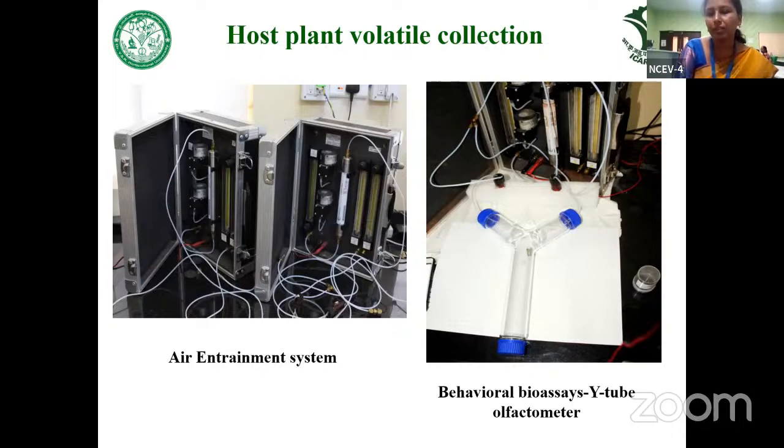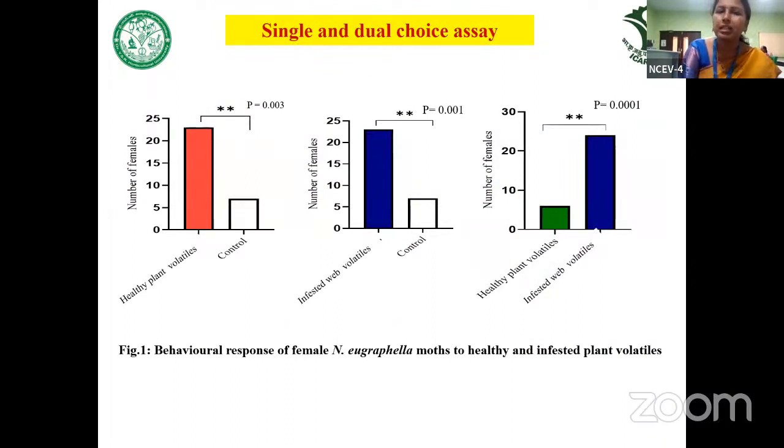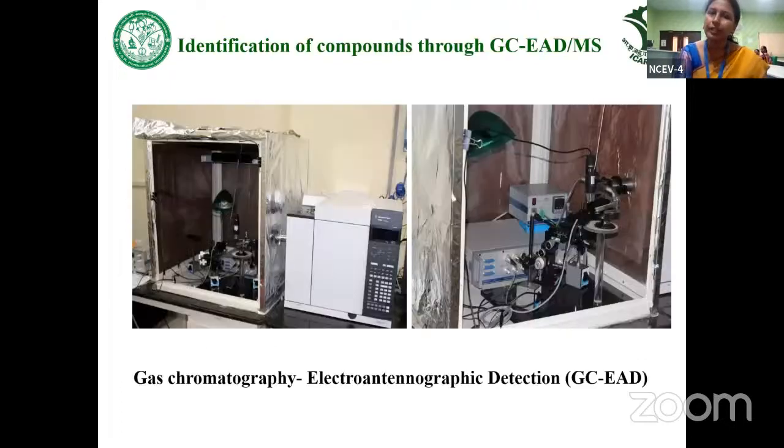Further, we went for behavioral studies using a Y-tube olfactometer, and 10 microliters of volatile sample was offered on a filter paper. Then the insect was released from this point, and each sample was tested for 30 insects. The results showed that in single choice assay, the female moths of this webber moth preferred plant volatiles compared to the control. But in dual choice assay, the infested volatiles attracted more moths than healthy plant volatiles. Then further, we went for identification of compounds through GC-EAD and GC-MS. This is the GC-EAD, gas chromatography coupled with electroantennogram detection, where an insect antenna is dissected and placed on an electrode.